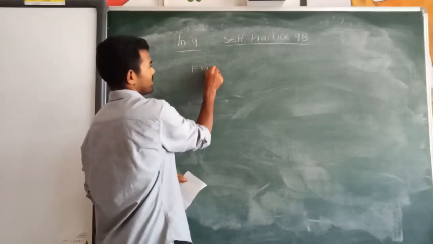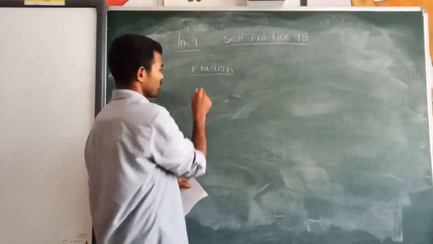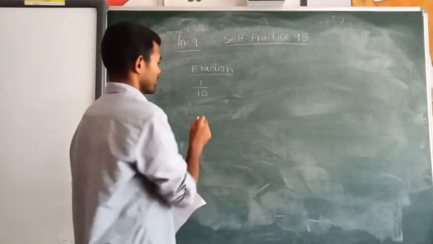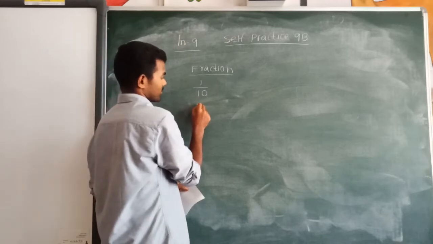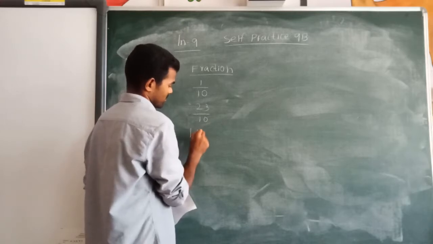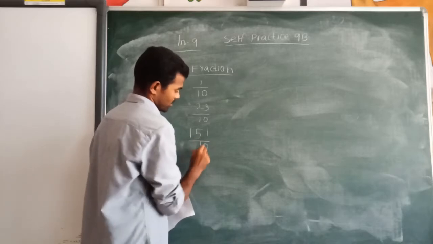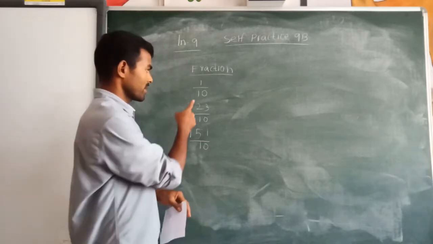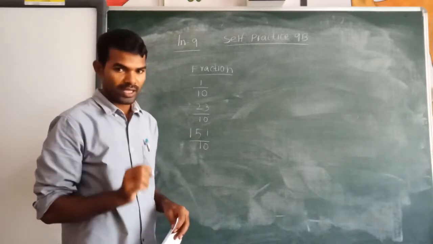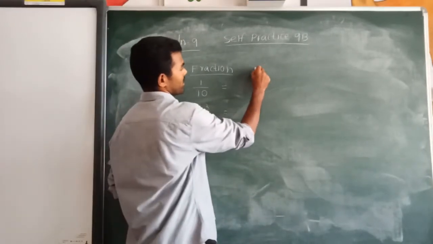We know fraction numbers, for example 1 by 10, or 23 by 10, or say this number. If the denominator is 10, then how do we write it in decimal?